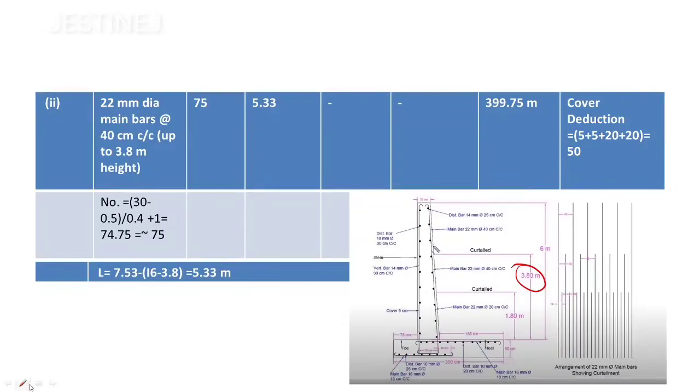So here you can observe that 7.53 minus 6 minus 3.8. Actually, we are reducing this much values. Our aim is to consider only up to this much values. From this there will be a hook provided and we have to find out up to this much. So the same procedure is repeating here also.